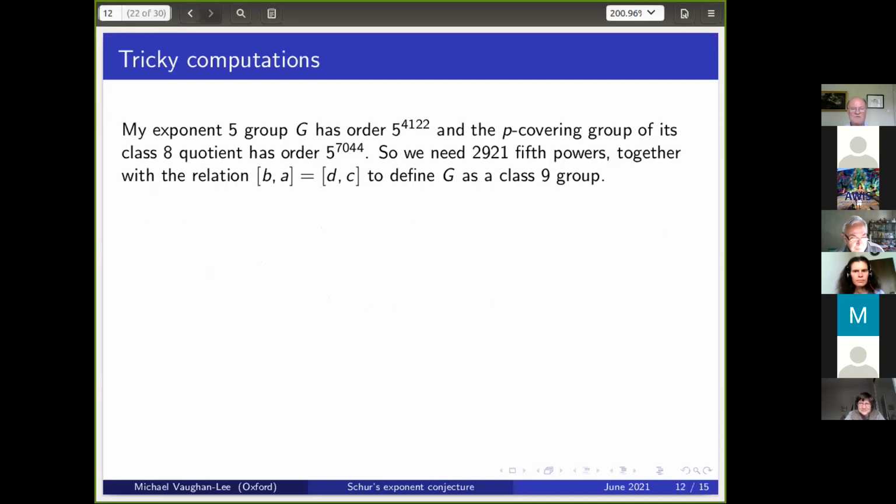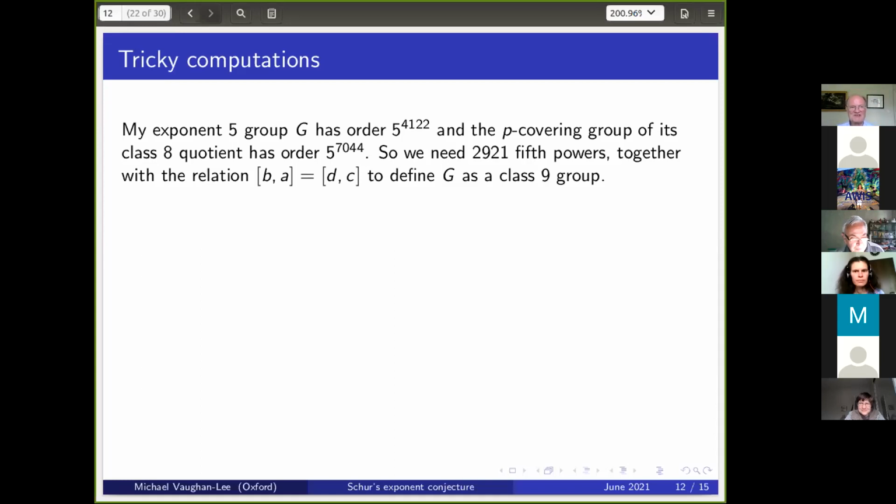So as I say, these are really quite tricky computations. My exponent 5 group counterexample has order 5 to the 4,122. And if you work out the p-covering group of its class 8 quotient, you've got order 5 to the 7044. So you subtract 4,122 from 7044 and you get 2922.